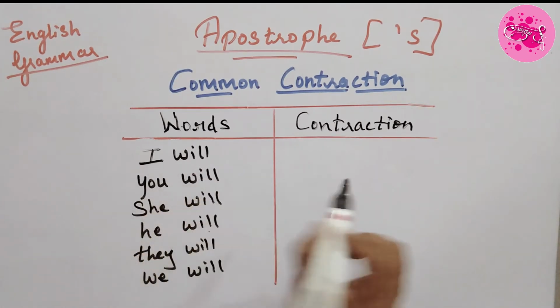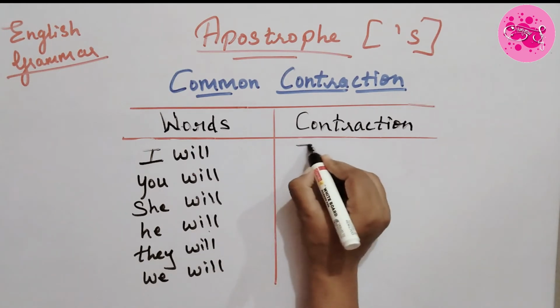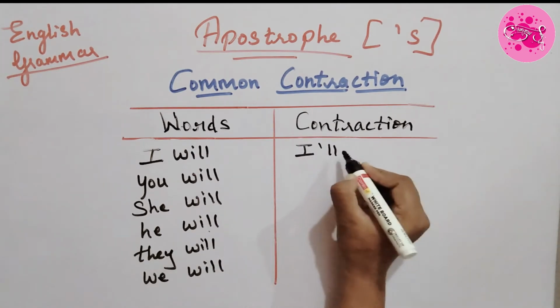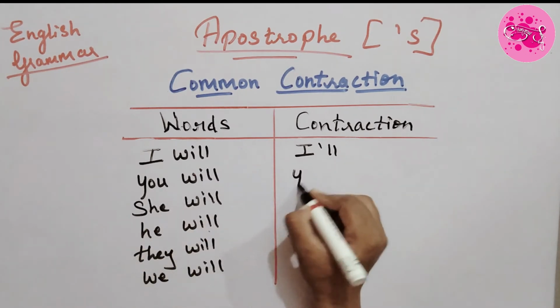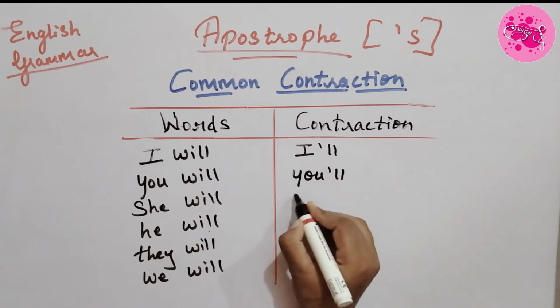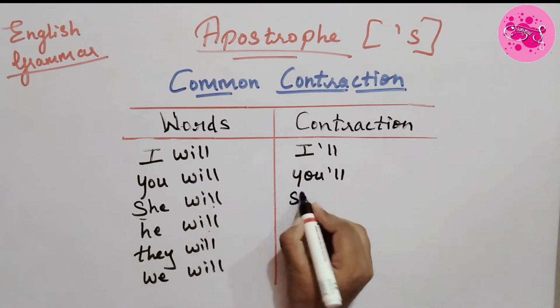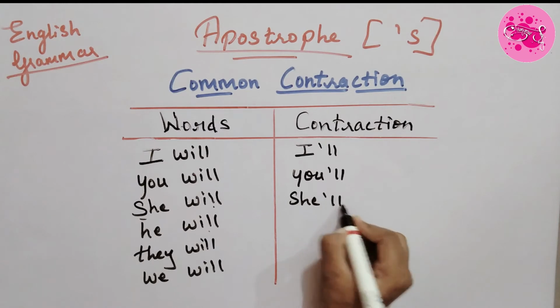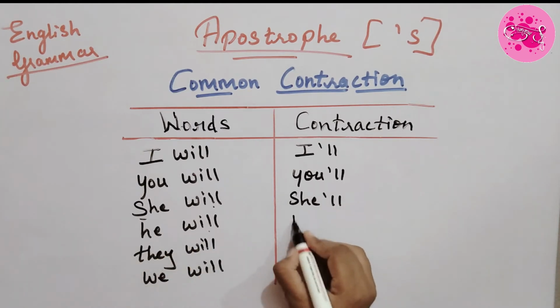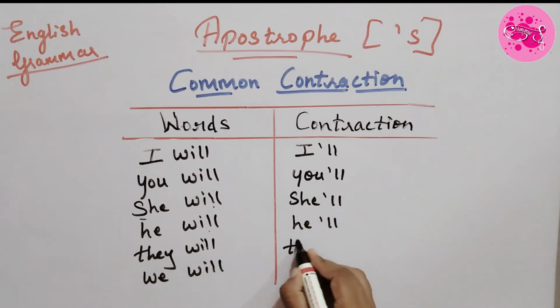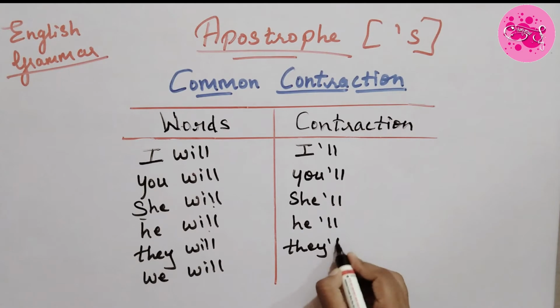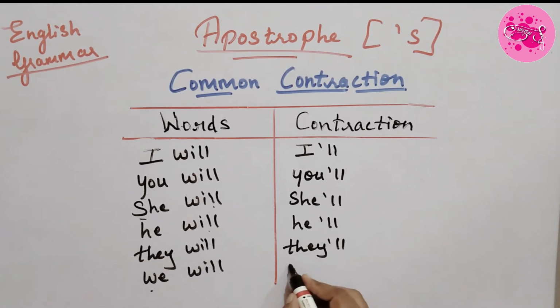Next is I will. The contraction will be I apostrophe double L. I'll. You will, you'll. She will, she'll. He will, he'll. They will, they'll. We will, we'll. Clear?